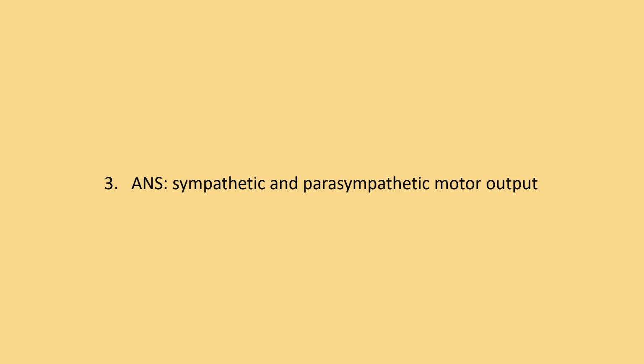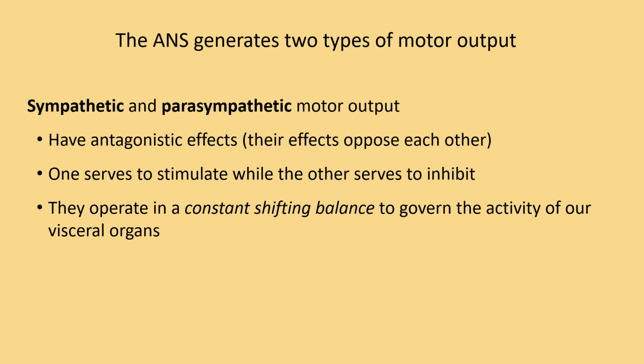All right, so let's take a deeper dive into sympathetic and parasympathetic motor output. They have antagonistic effects. Their effects oppose each other. Again, one will rev up the activity of the effector while the other will inhibit or slow down the activity of the effector. And all day long, sympathetic and parasympathetic are shifting. There's this constant shifting balance to govern the activity of our visceral organs.